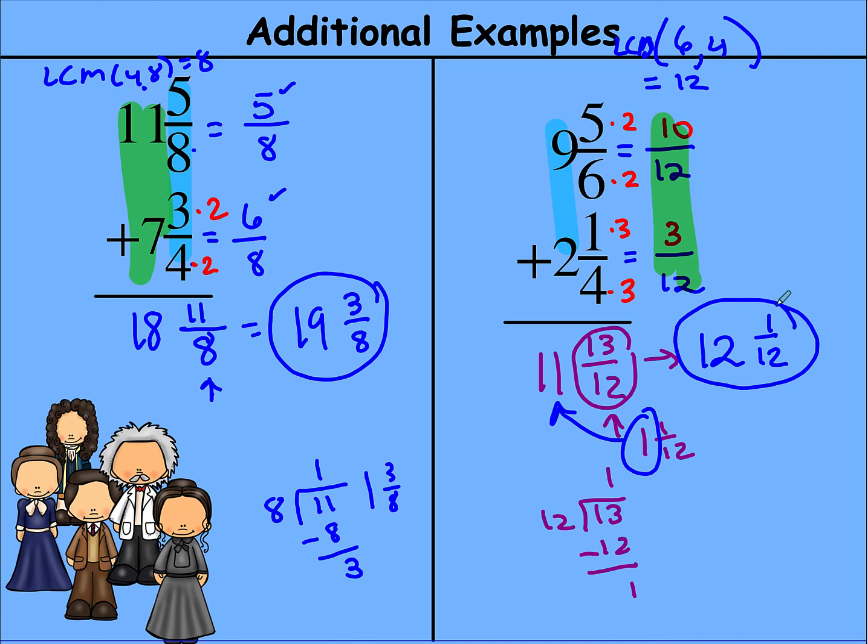And of course, 1 over any denominator other than 1 is always simplified.